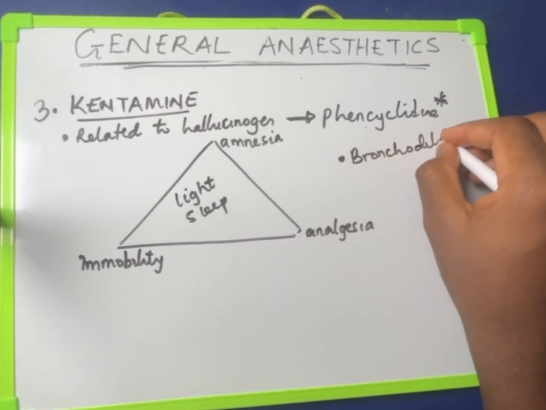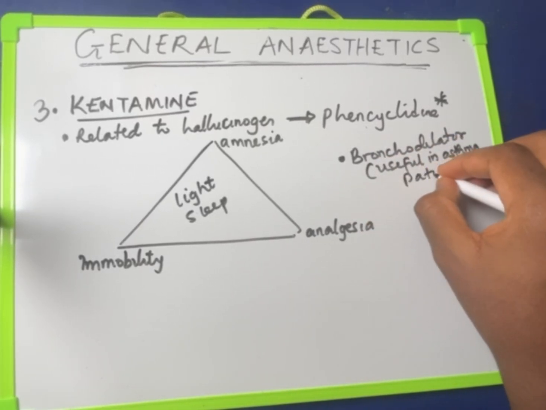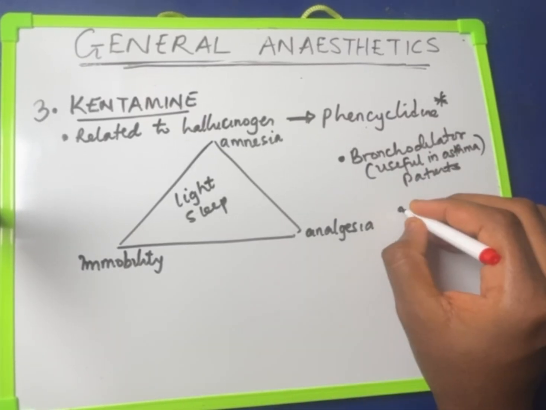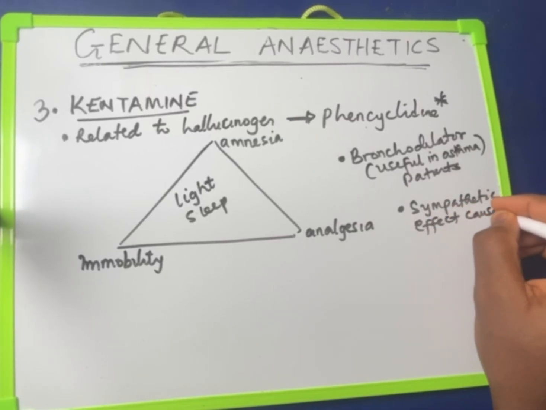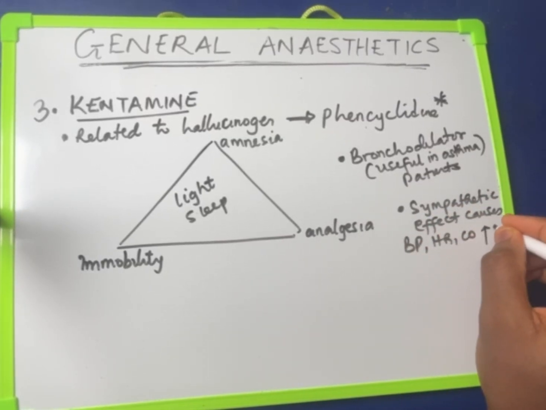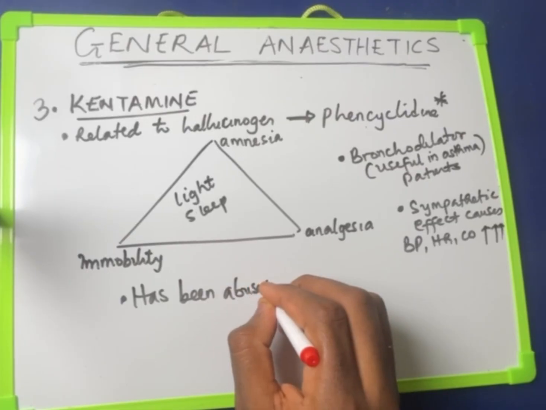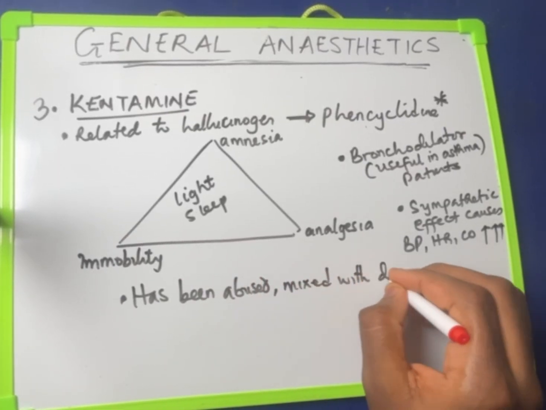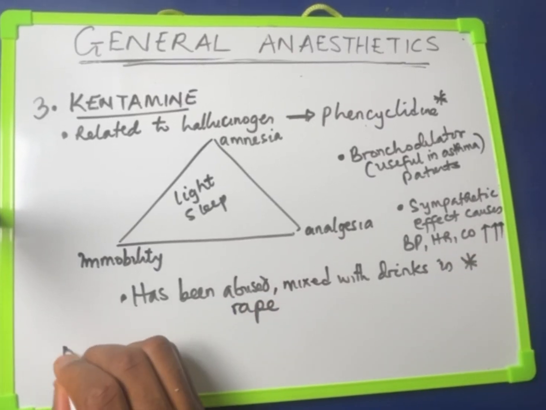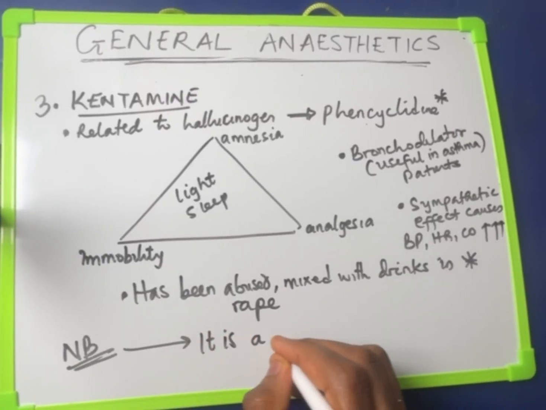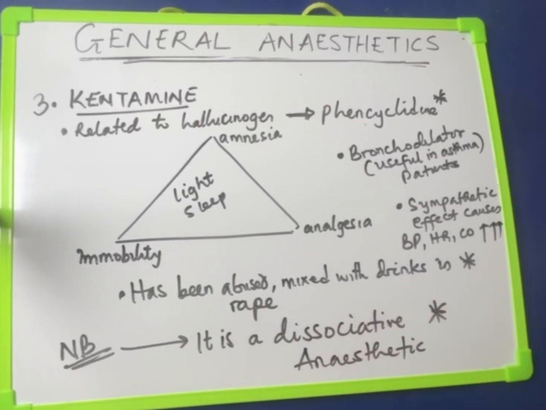Now, it is a good bronchodilator, so it's useful in asthmatic patients. Ketamine also causes cardiac output, blood pressure, and heart rate to increase due to sympathetic effect. So it is contraindicated for people with congestive cardiac failure and hypertension. Okay. It has been abused. When mixed in drinks, it causes the whole triad that we just mentioned: light sleep, amnesia, and immobility. So it has been used in rape. It has been very much abused. Now it is a dissociative agent, like I said in classification.